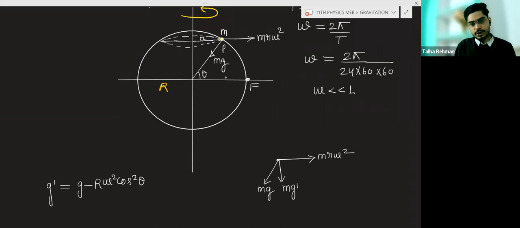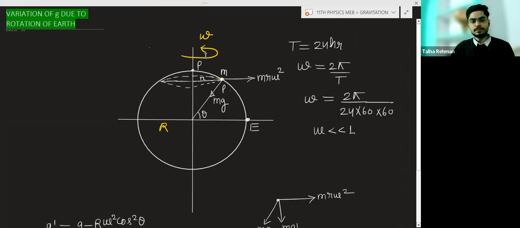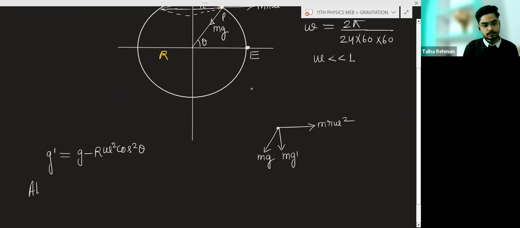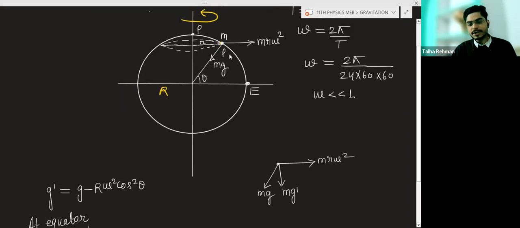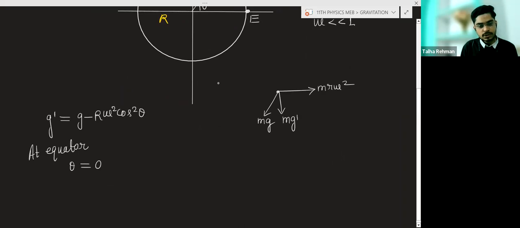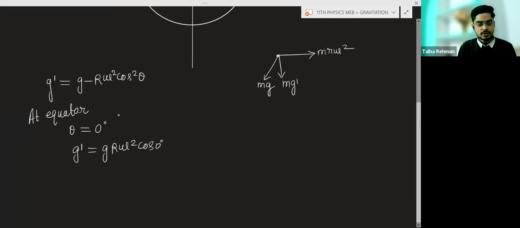Okay, so this is the equatorial point and this is the pole. This is equator and this is pole. Now suppose we are calculating the value at equator. At equator, this theta will become 0 degree. Now put the value of theta here. So you will get g dash is equal to g minus R omega square cos 0, and cos 0 is 1. So the value of g dash will be g minus R omega square. This is the value.